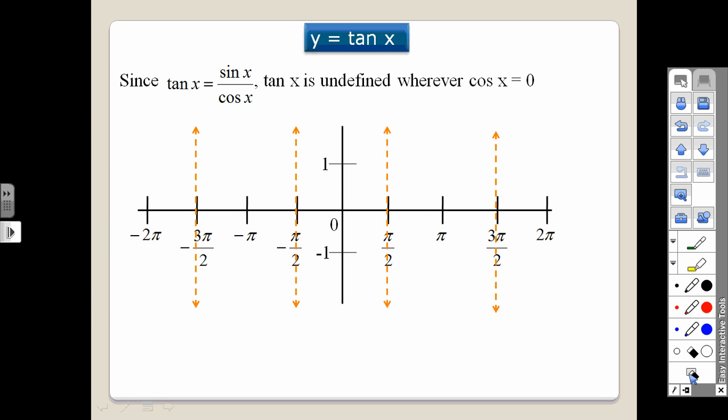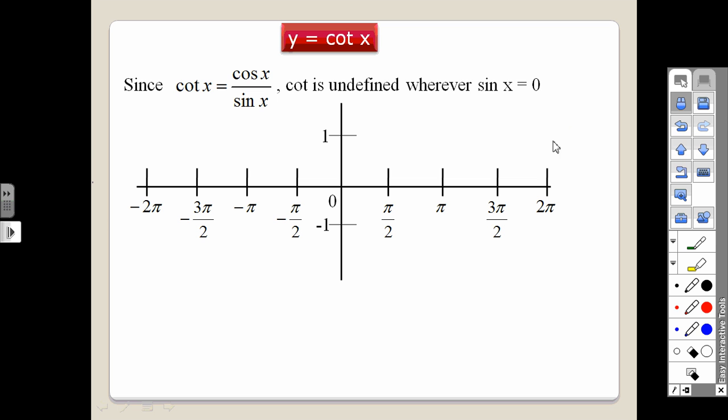I'm going to get rid of this and move on to cotangent. We'll see how cotangent is different. So cotangent is cosine divided by sine. So we're going to be looking at where is sine 0. So if we were to just briefly plot these in, maybe you already have these values memorized. I don't know. That would be awesome if they were. Otherwise, you can always just go ahead and graph your sine curve.